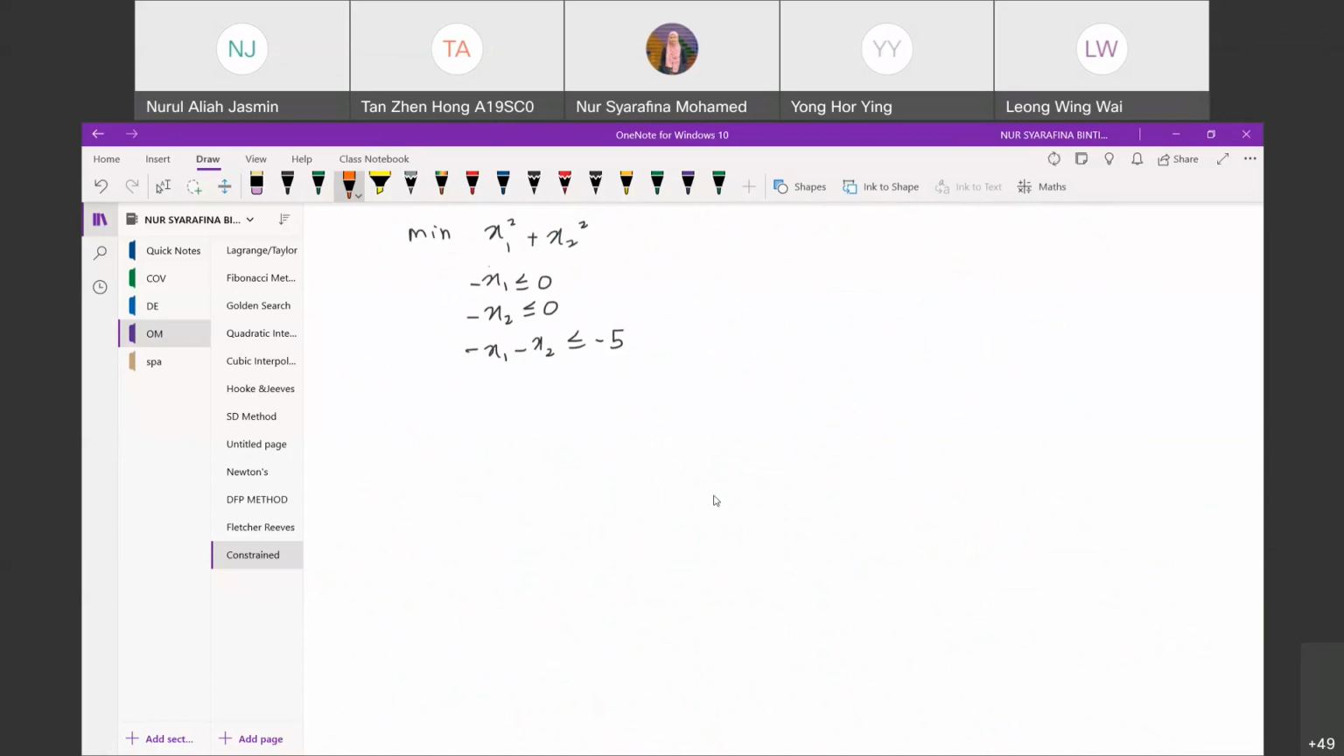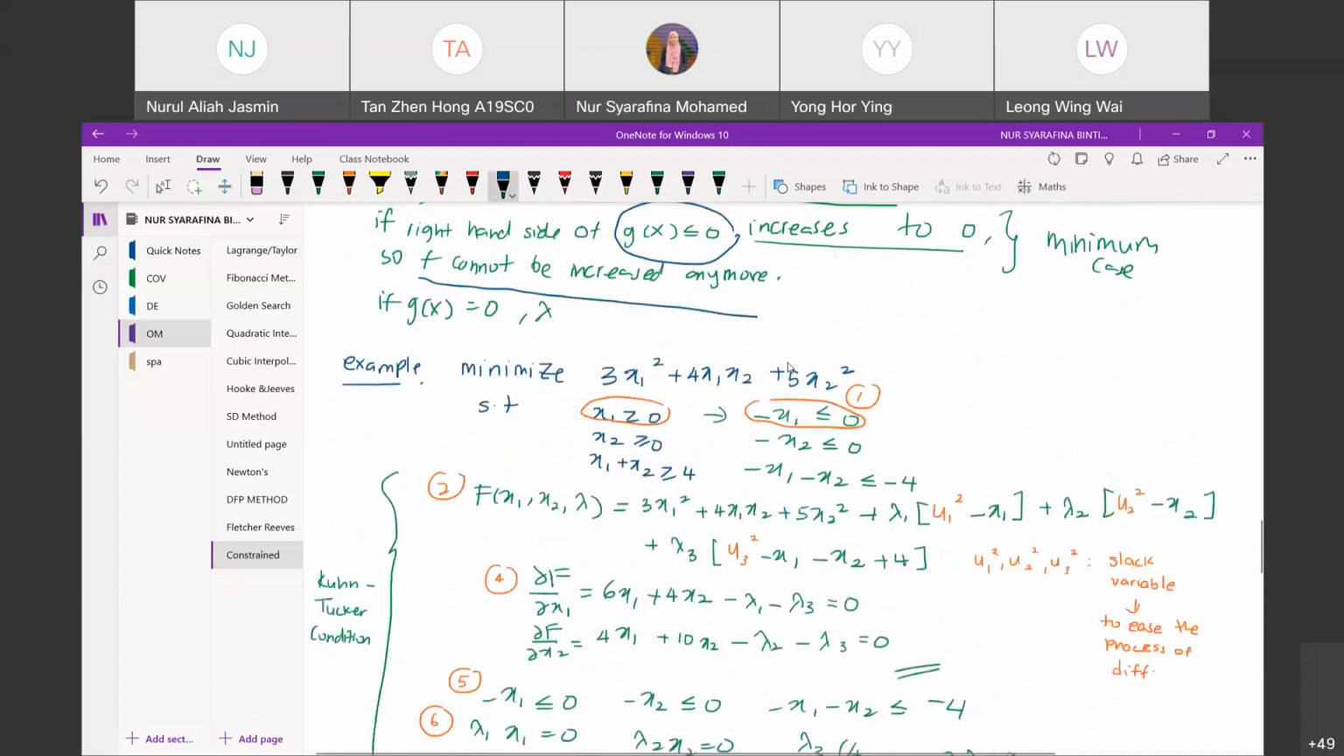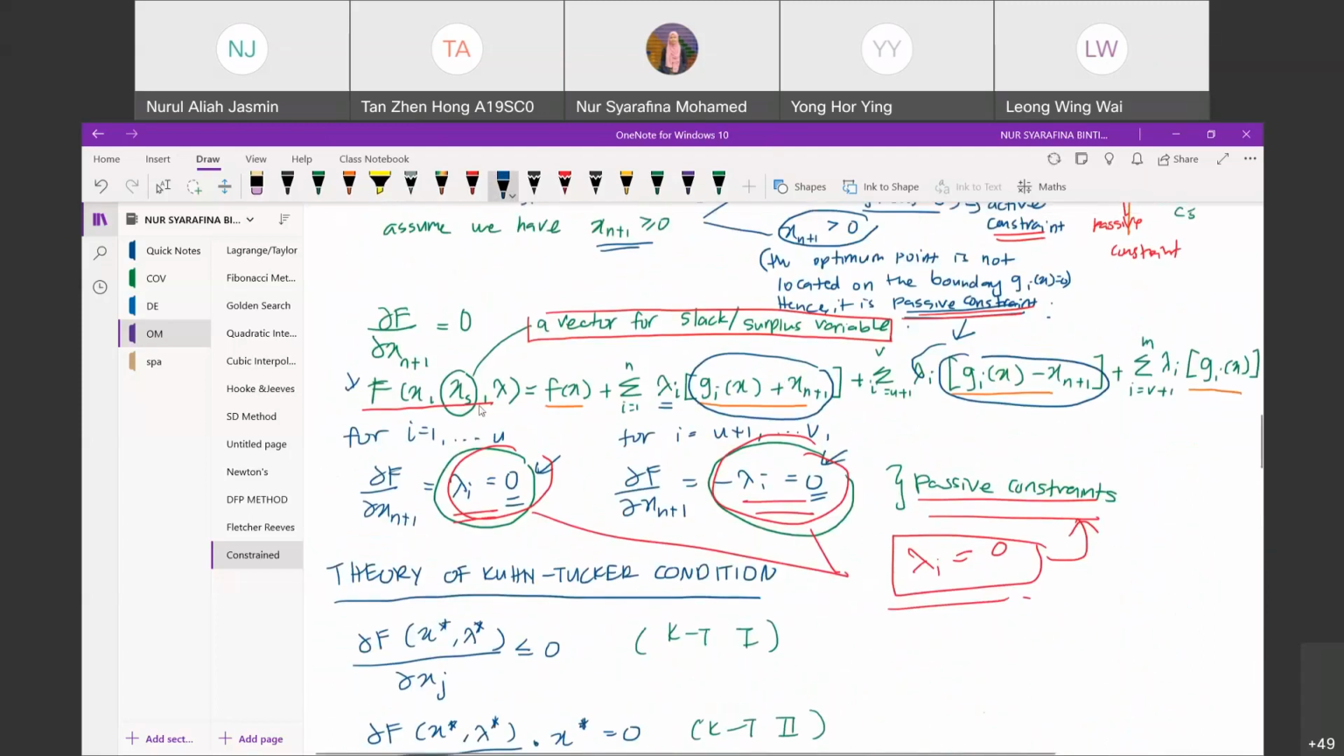So right now the first step is to have it in terms of Lagrange, where the function must consist of x1, x2, lambda, and u. Okay, u here is xs, as in the general form. What is xs? Xs is a vector for slack or surplus, because we have to convert the inequality to an equality constraint.